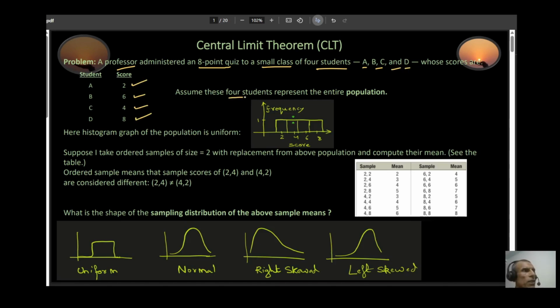Assuming that these 4 students are your entire population. That's it. There's nobody else in your population. These are the only 4 students. Now, here, the histogram graph of your population is uniform. You can take a look at this and you can draw that too, by the way.